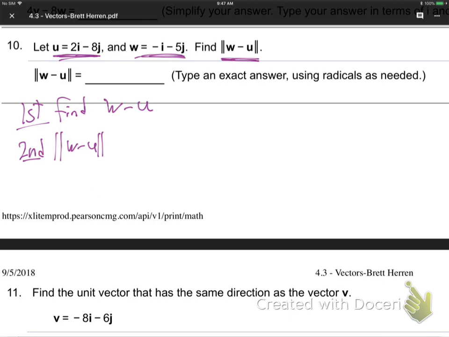Let's give it a try. So w minus u would be the w vector, which is minus i minus 5j, minus the u vector, which is 2i minus 8j.